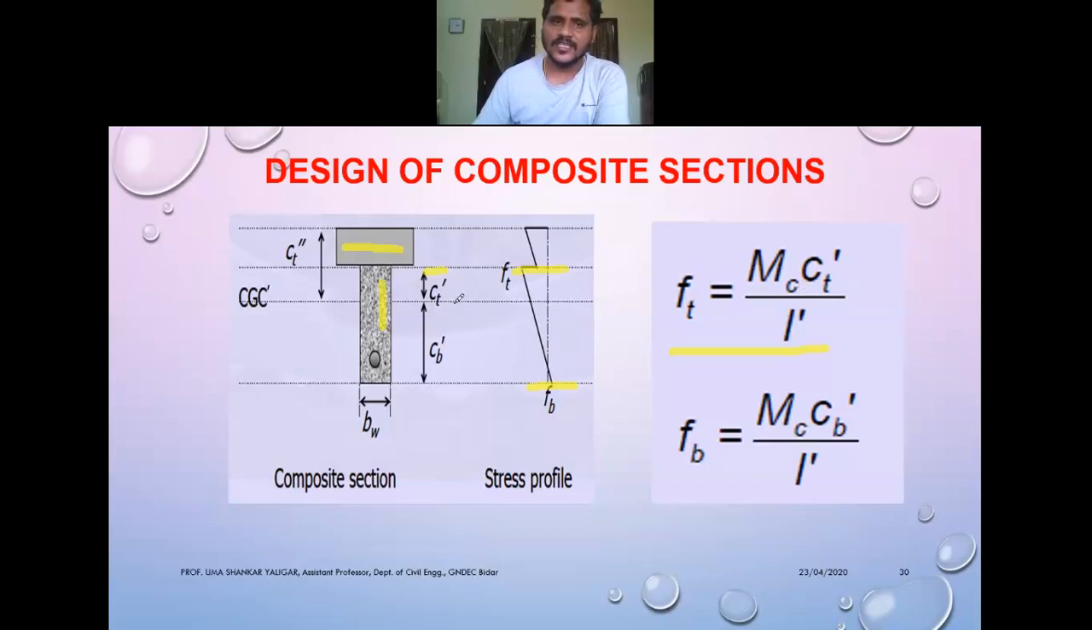Okay, ct dash, it is up to the intersection, the junction of your web and the flange, and Mc into cb dash by I dash. Okay, in this way you can calculate the stress at top and bottom in the web portion, by transferring the moment in the composite section into the equivalent moment in the precast web.